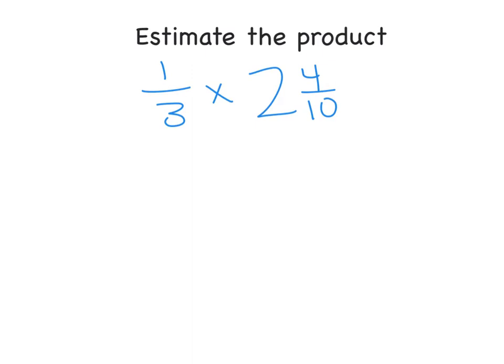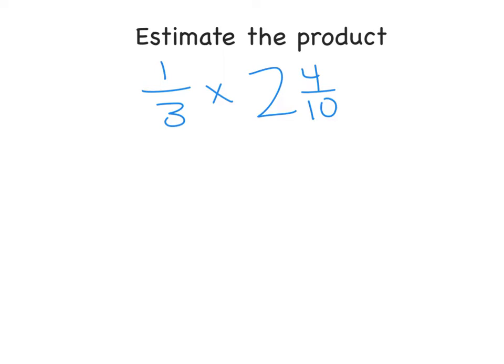Now, in this case, we have kind of a mix. We have a fraction times a mixed number. The other two examples that we talked about were a mixed number times a mixed number, which is when we just change them to whole numbers, and then the last example had a whole number and a fraction less than 1.